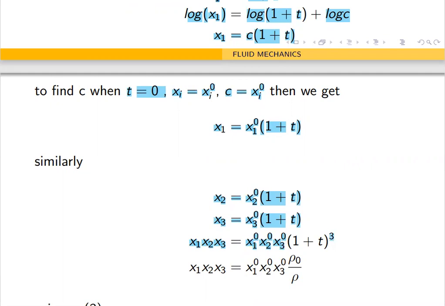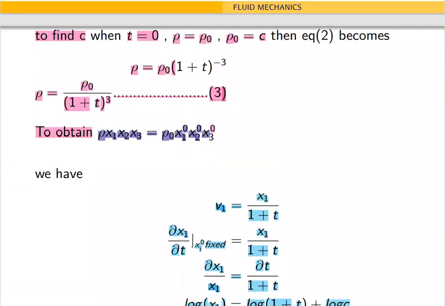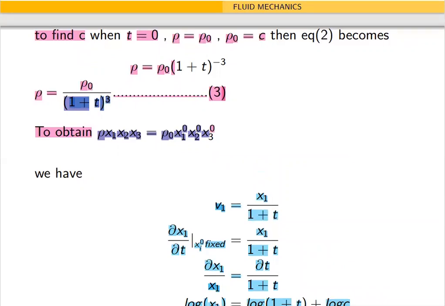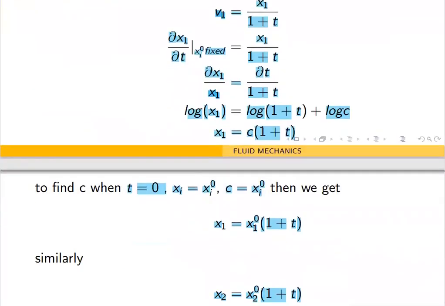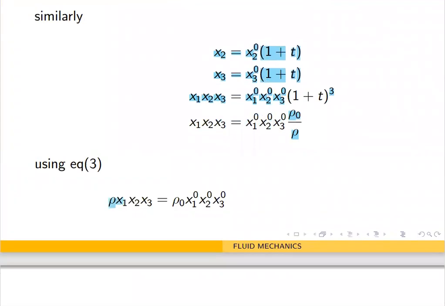Right? What is 1 plus t whole cube? From equation 3, we have got it here. See here, what is 1 plus t whole cube? 1 plus t whole cube is nothing but rho naught by rho. So therefore, cross multiply now. So we get rho of x1, x2, x3 is equal to rho naught of x1 naught, x2 naught, and x3 naught. Hence the solution.